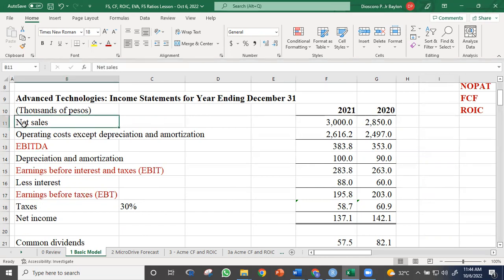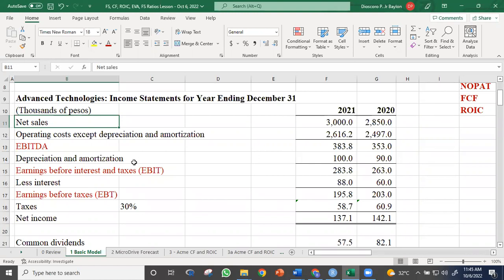When we say net sales, of course, we have already adjusted it for maybe sales returns and allowances, sales discount. I'm sure you have met that in your accounting. So your sales are adjusted for sales discount and sales returns and allowances to arrive at your net sales.